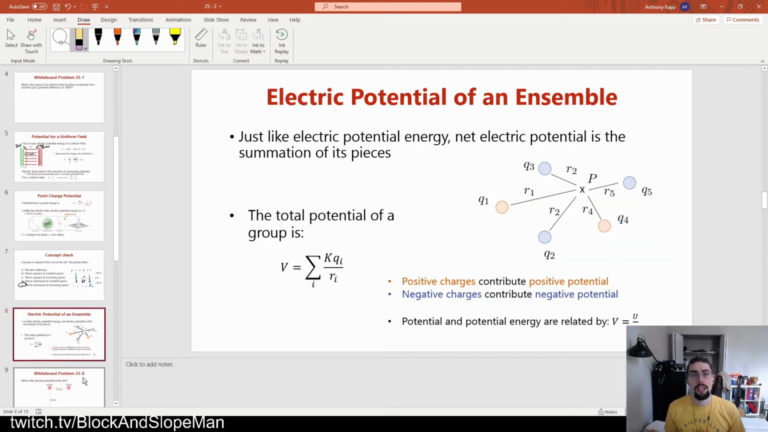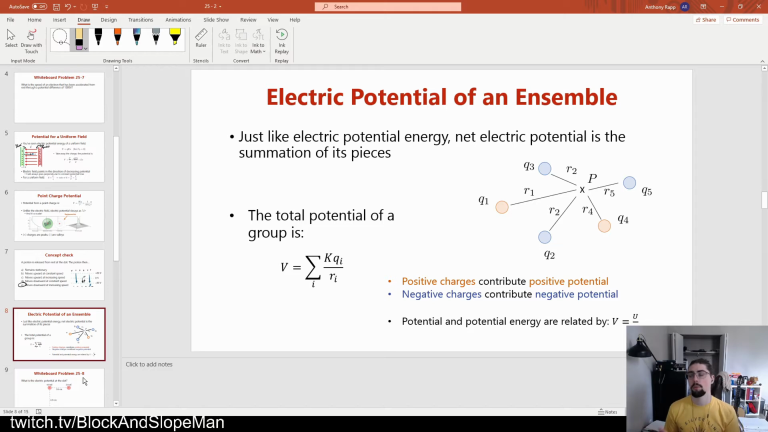Just like we had talked about with potential energy, we have the potential energy between two particles. Sure, fantastic. What if we have more than two particles? Just like the electric field, just like the potential energy, all we have to do is sum up all of those potentials together. If I'm looking at the potential at this point X, right in the middle of this ensemble of charges, I would take the potential from Q1 and Q2 and Q3 and Q4 and Q5, sum them all up together at that point, and I would have my total potential. They just add up.